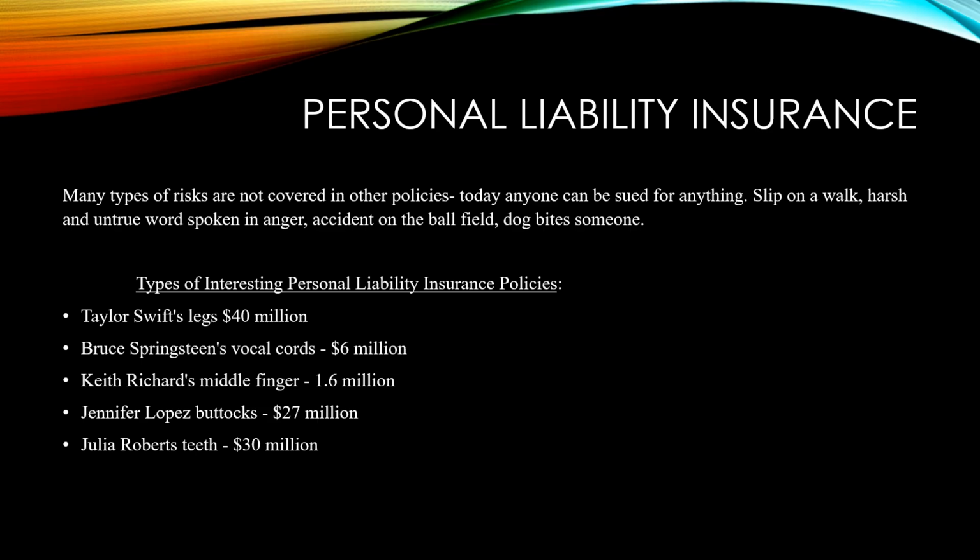Types of interesting personal liability insurance coverage. Taylor Swift has a $40 million policy on her legs, Bruce Springsteen on his vocal cords, Keith Richards on his middle finger, Jennifer Lopez on her buttocks, Julia Roberts on her teeth. So you can get personal liability insurance on just about anything.